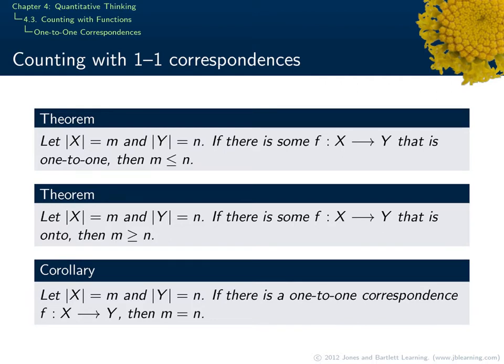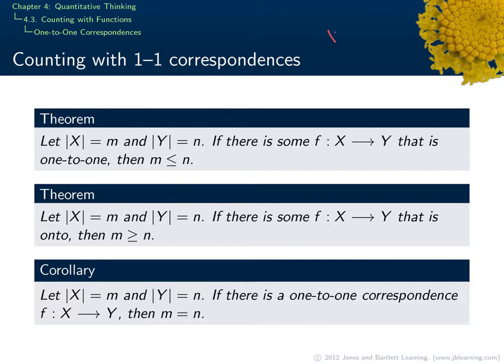If you're having some trouble remembering what a one-to-one function is, what an onto function is, then it might be good to go back and review some of the material from section 2.3. Okay, so our first theorem says that if we have two sets, X and Y, and a function from X to Y, here X is of size m and Y is of size n, if this function is one-to-one, then we know that the size of X must be less than or equal to the size of Y.